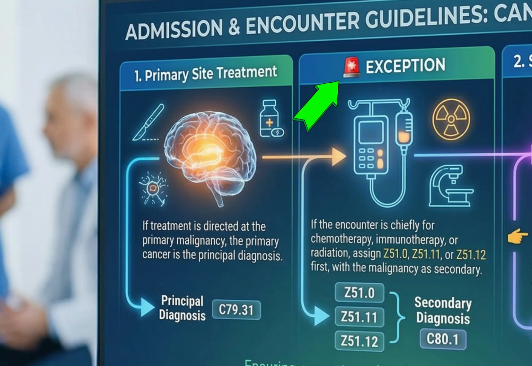However, there is a very important exception. If the encounter is chiefly for chemotherapy, immunotherapy, or radiation therapy, the focus of care is the treatment, not the cancer. In those situations, you must assign Z51.0, Z51.11, or Z51.12 as the first listed diagnosis, with the malignancy coded as a secondary diagnosis.